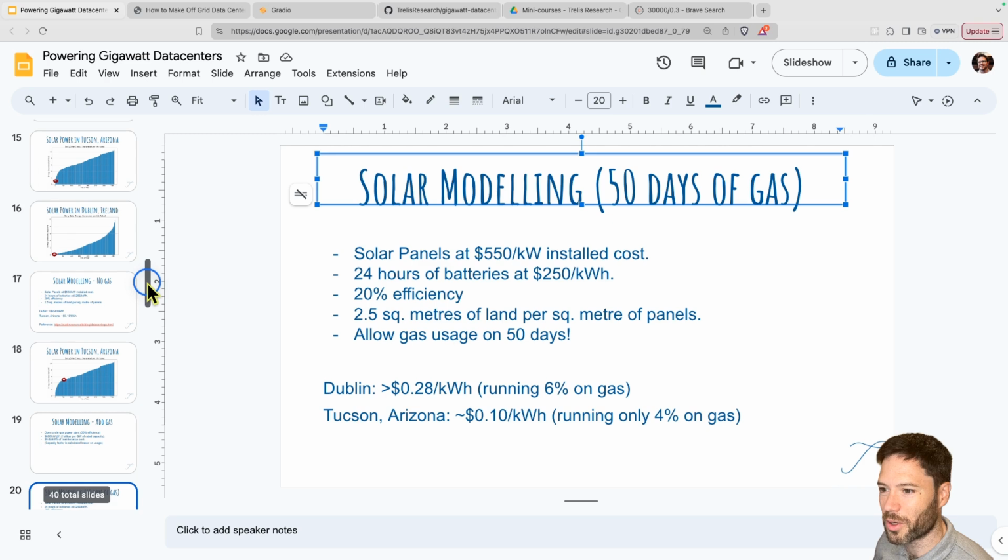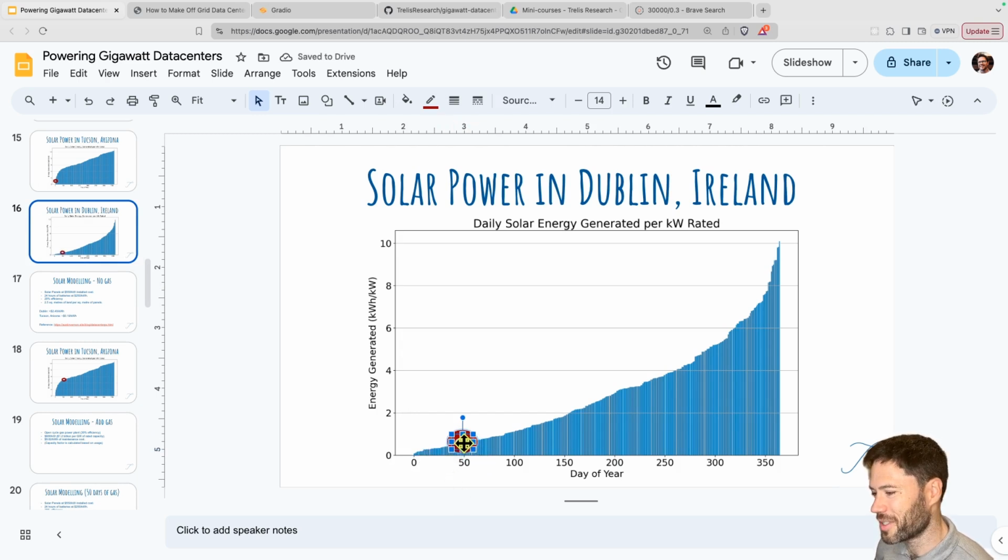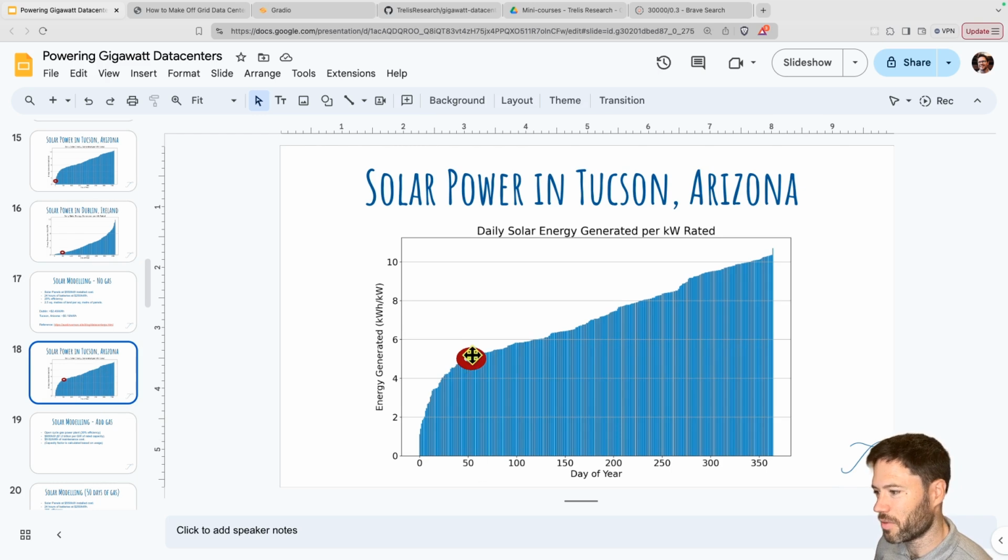In fact, if you look at the plot for sun here in Dublin, even if we move to building based on the 50th day here, there's a very large difference between the 50th worst day in Dublin and the median day. So that's a very big difference, whereas in Tucson, once you get up to the 50th day, it's actually not far off the median sunshine, so you don't end up overbuilding.